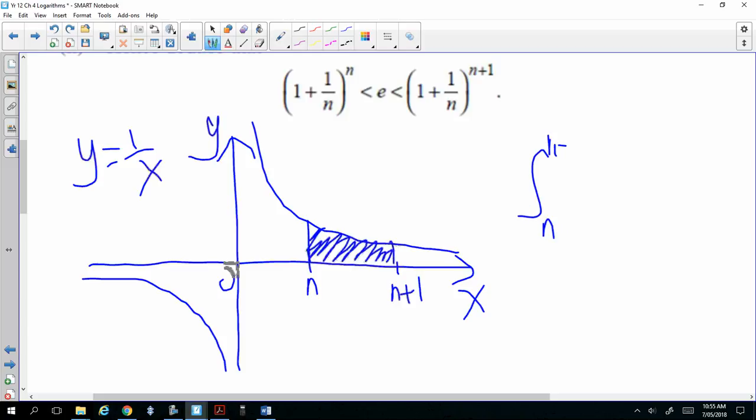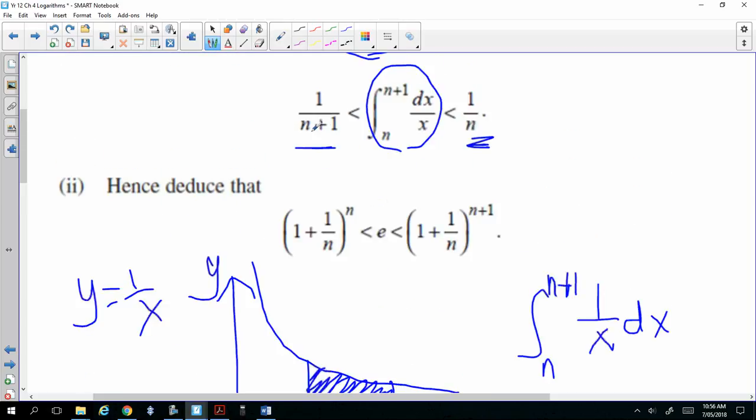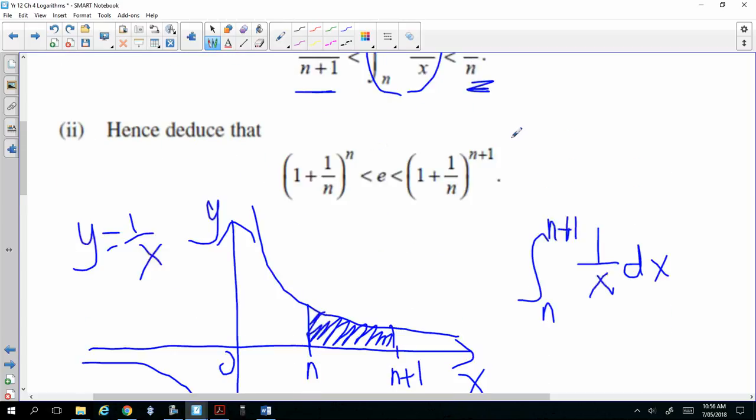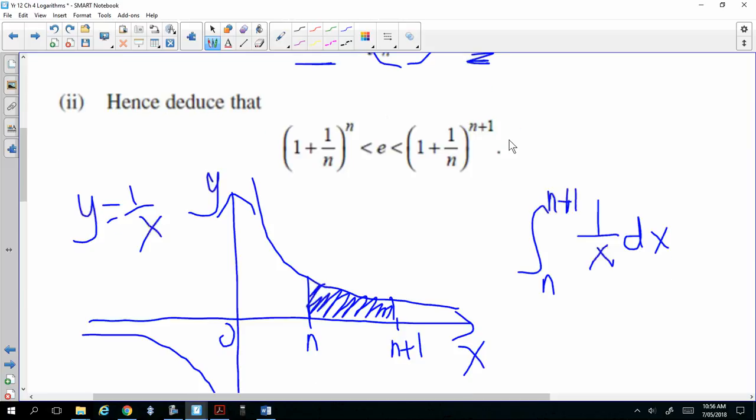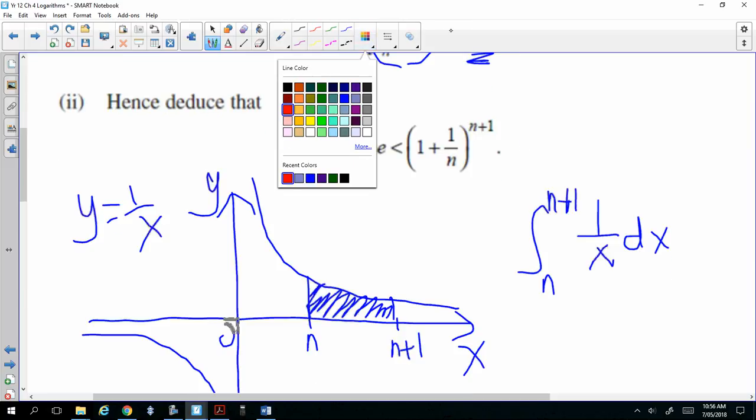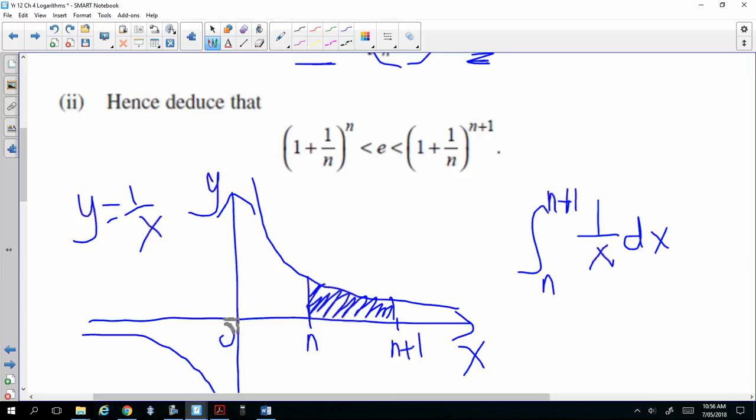Now we have to show this area is in between these two numbers. Now how do we show it's in between these two numbers? To do that, you have to consider rectangles. So we're going to consider a rectangle below. Right? So we can draw a rectangle. And then we can consider a rectangle above.